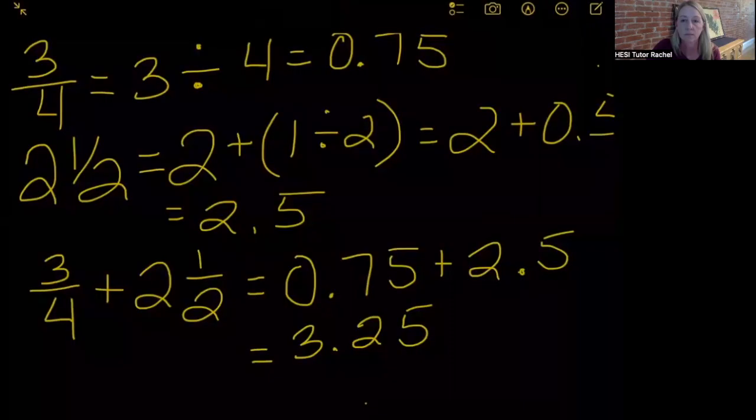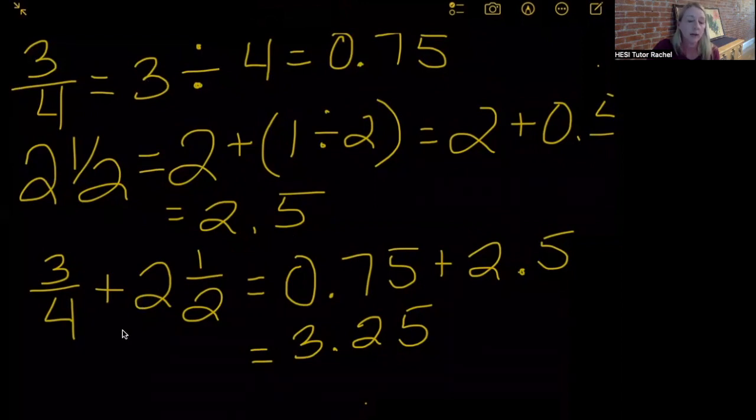I'm going to do a quick review of what we learned in the previous video. Here's what we did: we took the fraction 3/4, said that was equal to 3 divided by 4, which in a simple calculator we were able to get the answer of 0.75. Similarly, with the mixed number 2 1/2, we took the 2, we added the fraction part, which is 1 divided by 2, which gave us 2 plus 0.5, which gave us 2.5.